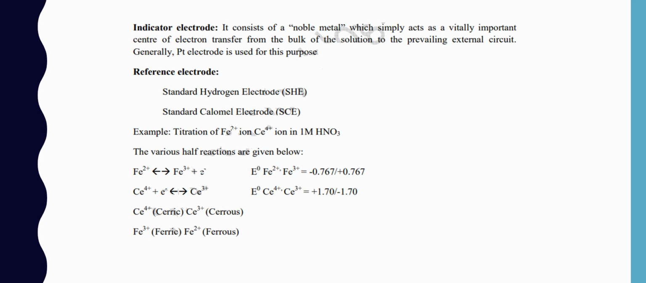Example of titration: titration of iron with Ce. What is Ce? Cerium. Okay, good. Cerium and iron we are going to titrate in 1 molar HNO3 solution.